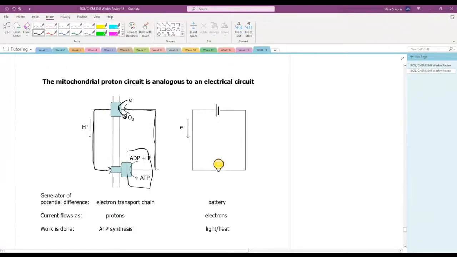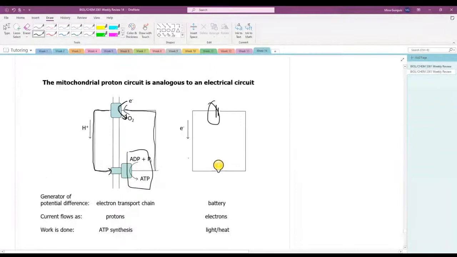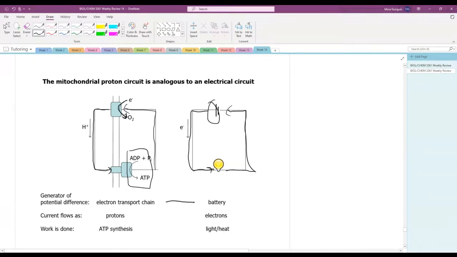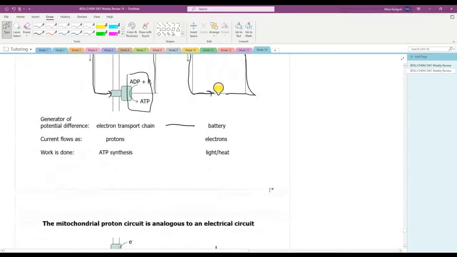The exact same thing happens in an electric circuit. Your battery, this is a symbol for a battery, releases electrons, electricity, to do something, in this case, light a light bulb, and go back around. So the electron transport chain provides the potential difference the same way a battery would. Protons provide the current the way electrons would, and ATP synthase is the work that's done as opposed to the lighting of this light bulb. Okay.